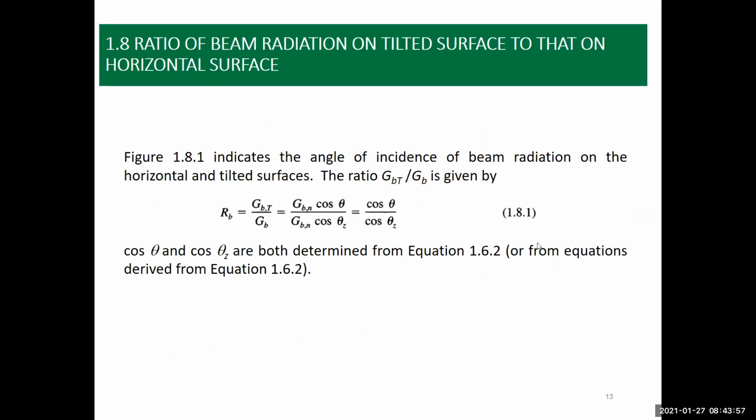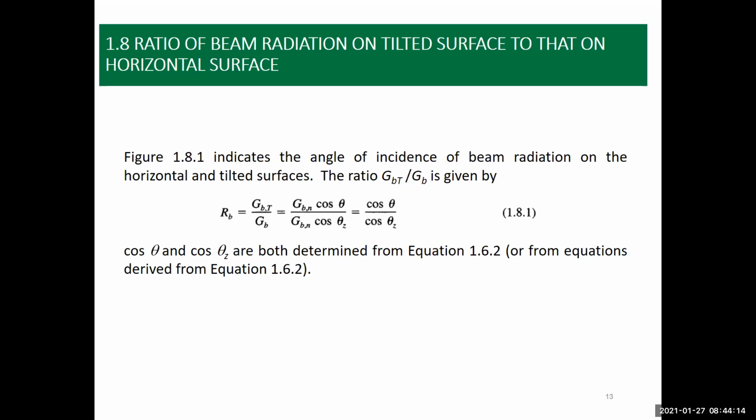This ratio R sub B is basically the irradiation falling on a tilted surface divided by the irradiation on a normal surface. And you can see it here. The value is given as basically cosine theta over cosine theta z.